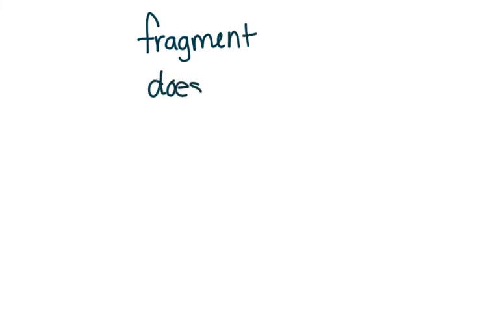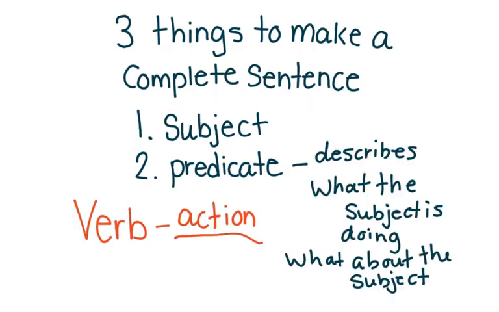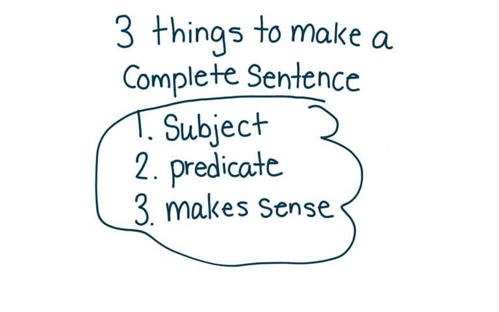Remember, the key difference is that a fragment does not express a complete thought. So, remember the three things that we need to make a complete sentence. We need a subject. Who or what are we talking about? We need a predicate. What are they doing? And it has to make sense.